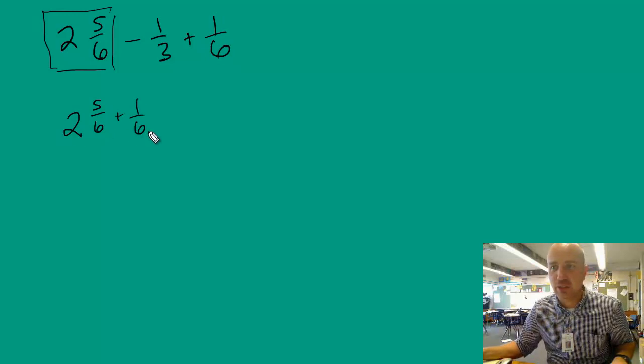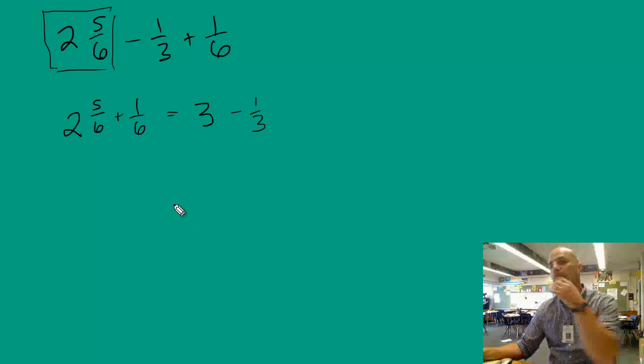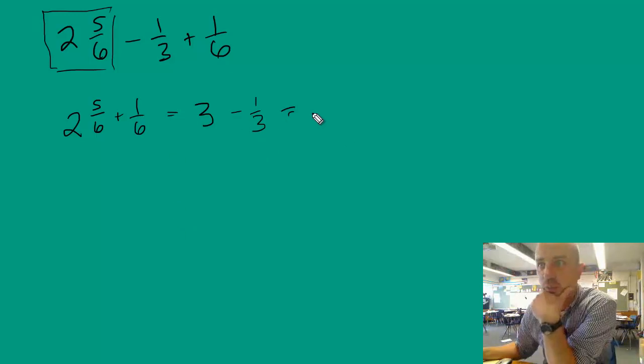We can show you. So looking at this, a couple things I could do. I could take this and I could just add this in right away. So I could take my 2 and 5/6 and I could just add in my 1/6, and that would get me to 3. And then I could subtract my 1/3. And 3 minus 1/3, well, that would be 2 and 2/3, and I would have my answer.